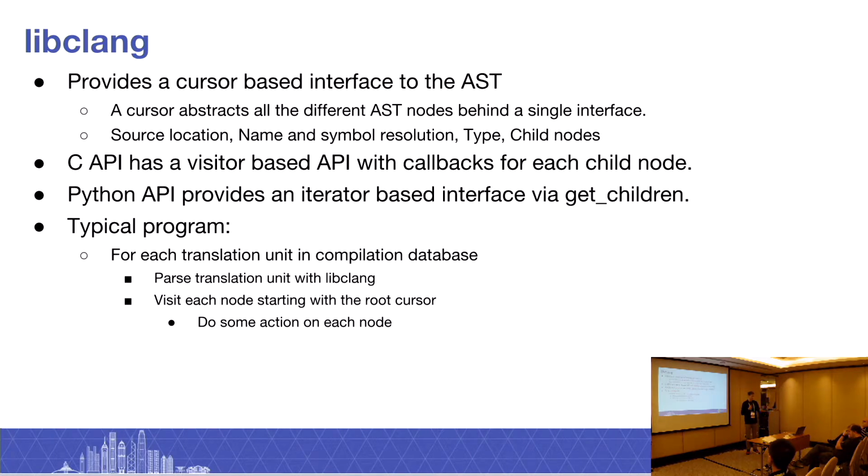You either run a visitor with a callback on each node, or in the Python API, you say get children and walk across each of the children. The Python API has a more Pythonic interface, which is getting an iterator over the children, and you walk over that.